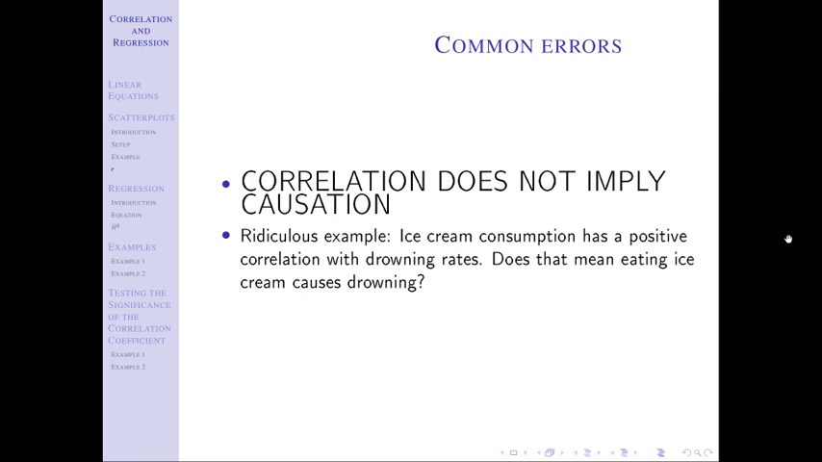In this case, there's what we call a lurking variable. That lurking variable is temperature, right? When it's hotter outside, people eat more ice cream and they go swimming more. That doesn't mean one caused the other. Now, there are many examples that you'll see where the two variables are correlated and one does cause the other. It's just going to show again, it doesn't imply that.